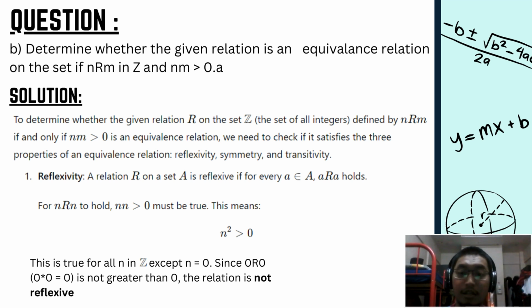The first one is reflexivity. A relation R on a set A is reflexive if for every a element of A, a relation a holds. For n relation n to hold, n times n greater than 0 must be true. This means n squared is greater than 0. This is true for all n in Z except n equal to 0, since 0 times 0 equals 0, which is not greater than 0. So the relation is not reflexive.